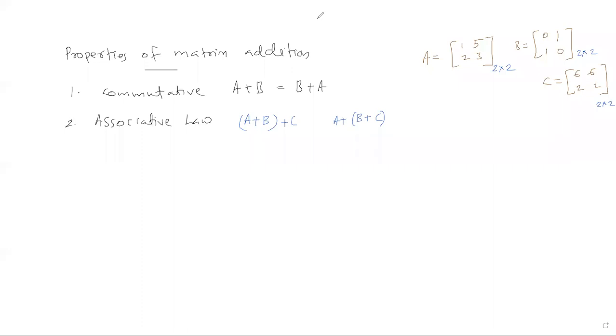That is the question. So see, to find A plus B, first add A and B. So 1 plus 0, 1; 5 plus 1, 6; 2 plus 1, 3; 3 plus 0, 3.